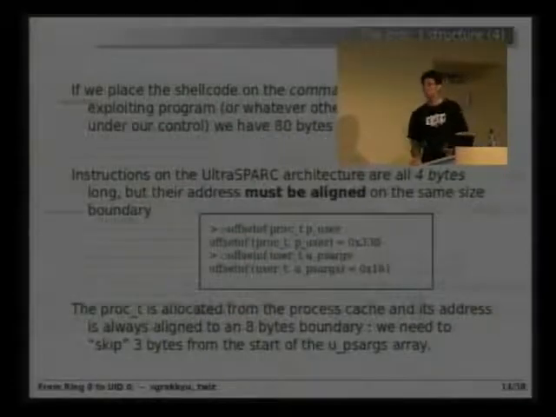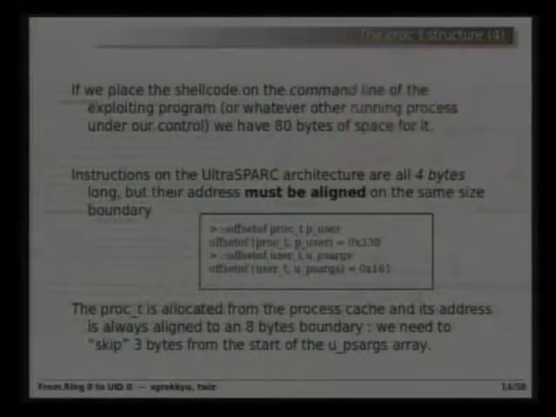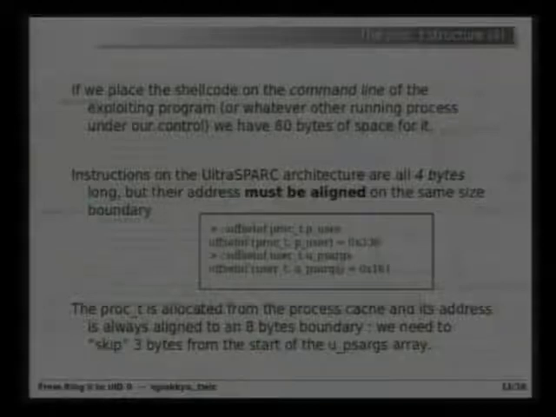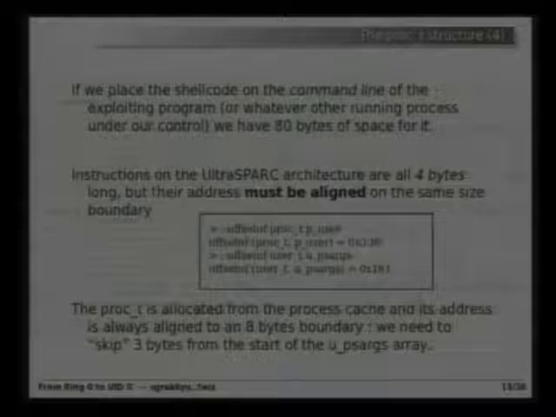So what can we put there? We can put the shellcode. If we put it on the command line, then we will be able to use it as a return address. From inside our exploit, we will be able to jump there and start executing. At that point, we have 80 bytes.